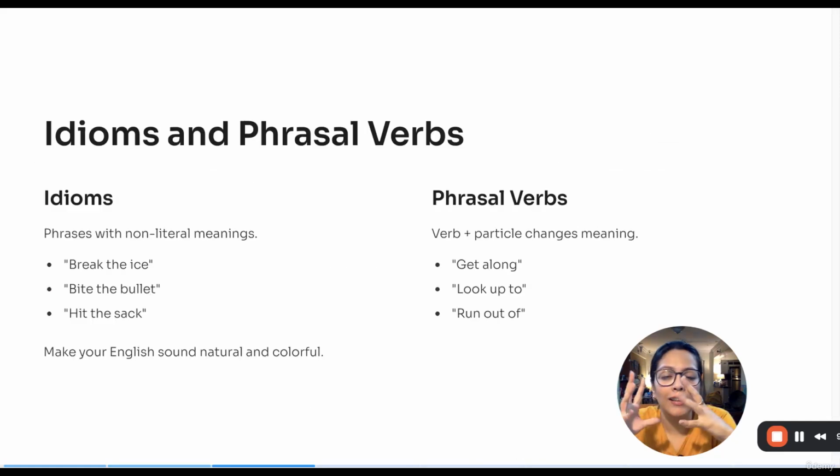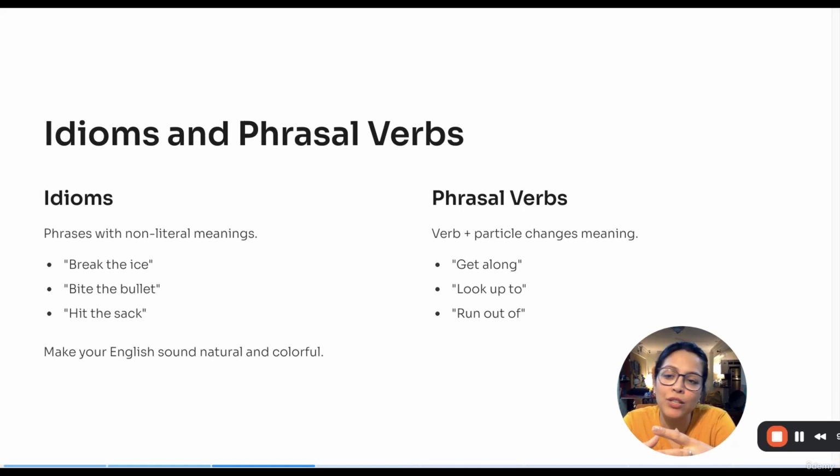Now let's talk about idioms and phrasal verbs. Idioms and phrasal verbs are nothing but ornamental phrases or sentences which you can use in your daily conversation to not only sound confident, but also to give it a very interesting spin.